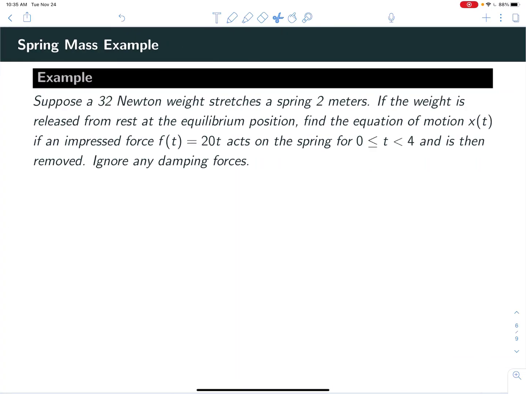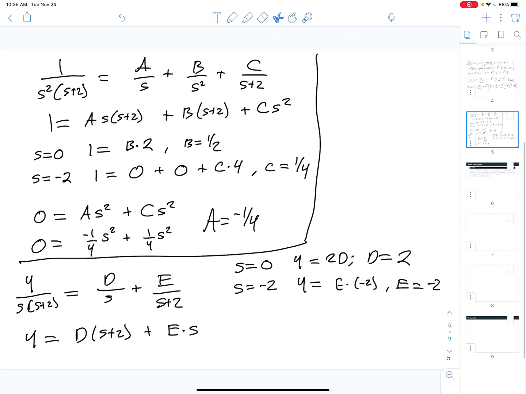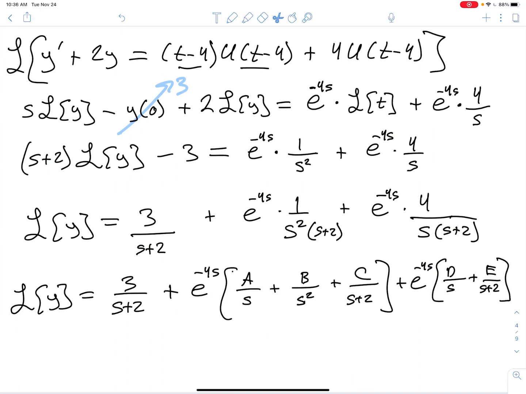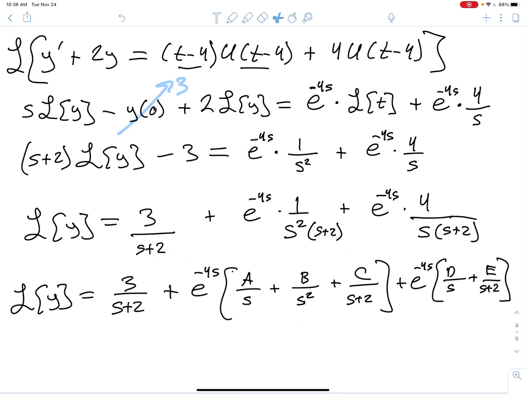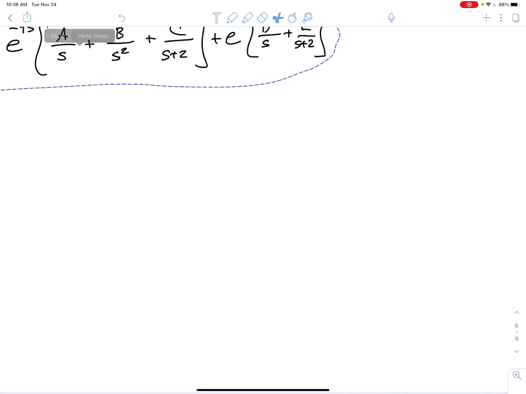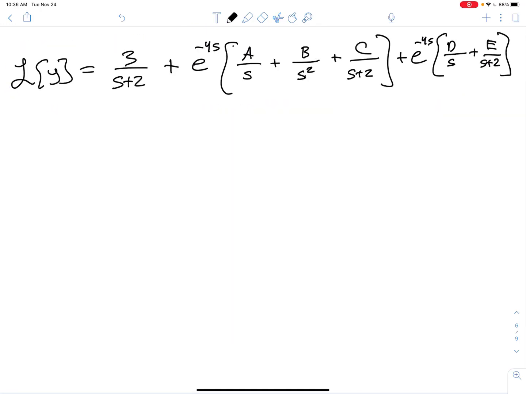Start a new screen. We ran out of space there. We're going to need another page or two, I suppose. Okay, so we'll copy this whole business right here and paste it down so we can start fresh. And then we're going to essentially just substitute in.